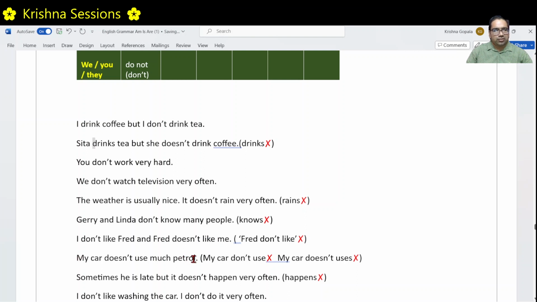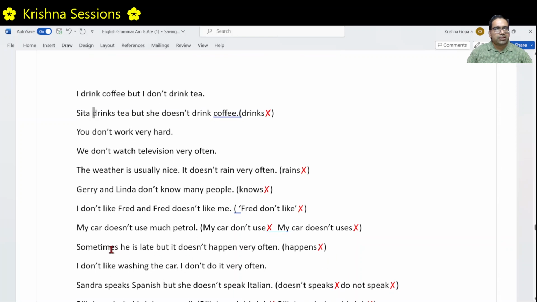My car doesn't use much petrol, not "uses". My car, it does not use. It uses much petrol versus it does not use much petrol. "My car don't use" is wrong because it does not use. "It does not uses" is also wrong. It should be "does not use" only. Sometimes he is late, but it does not happen very often. It happens very often versus it does not happen. "Happens" is wrong if you use does not.